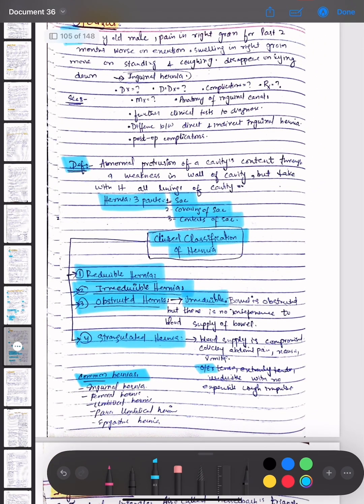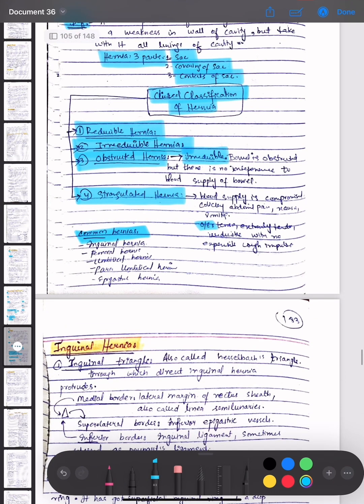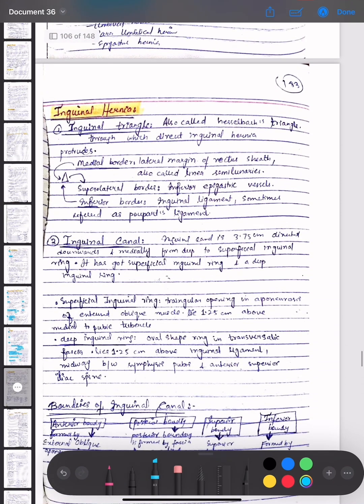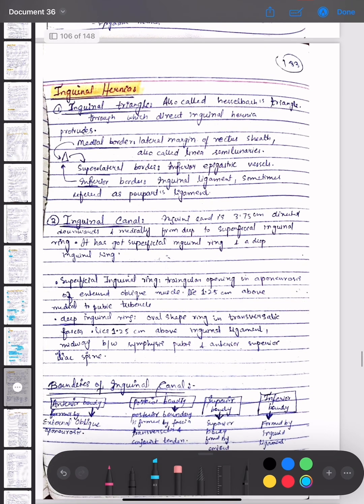So up till now we have discussed what a hernia is and its definition, then the different parts of a hernia, then the clinical classification of hernia, and the common hernias. Now we will discuss the common hernias one by one. The first one is inguinal hernia.